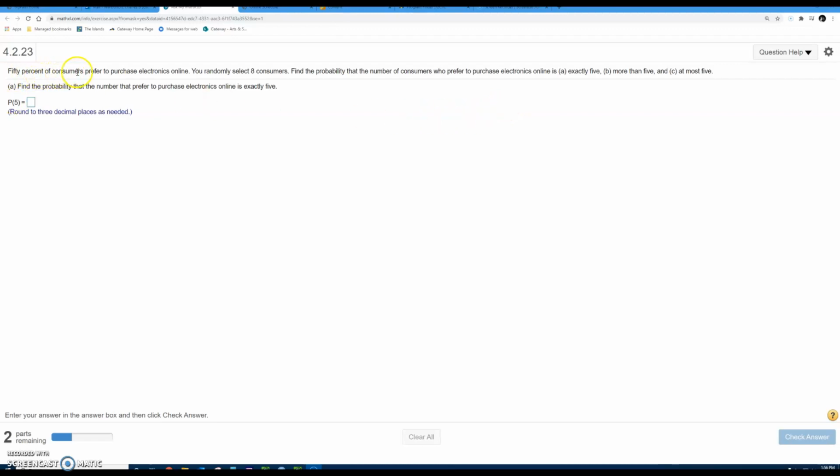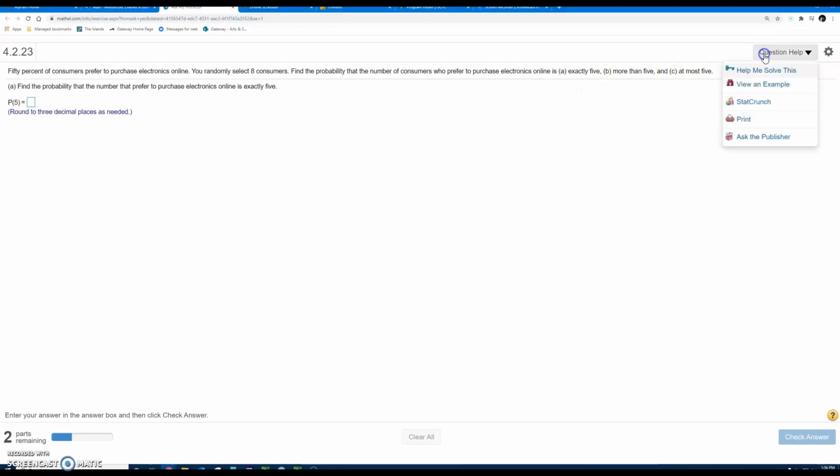Here it says 50% of consumers prefer to purchase electronics online. If you randomly select 8 customers, find the probability that the number of customers who prefer to purchase electronics online is exactly 5, and then more than 5, and then at most 5.